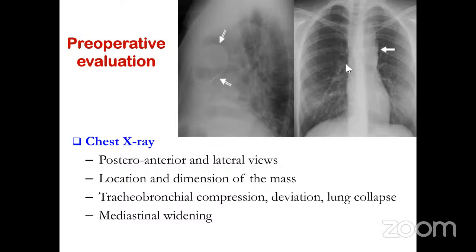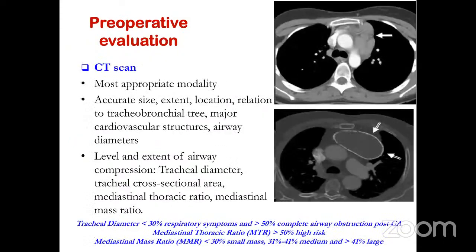And hence, this type of finding should give you a clear-cut conclusion that, depending upon the size of the lesion, you need to look for other modalities, and the CT scan remains one of the important modalities that you should look for when you are assessing these patients. This is one of the most appropriate modalities because it can give you an accurate size, the extent, the location, the relation to the other structures in the mediastinum, and the level and extent of the airway compression, especially with regard to the tracheal diameter and tracheal cross-sectional area at the point of compression.